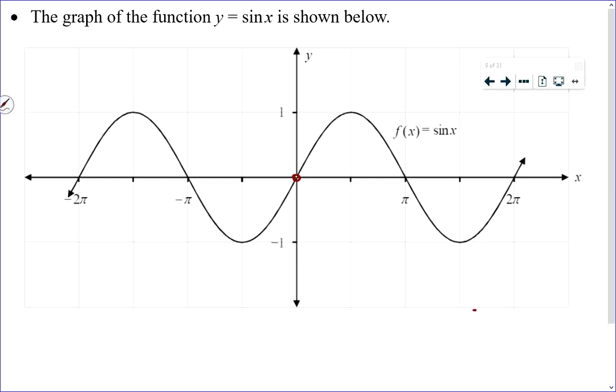Because when theta is 0 rads, sine of theta is 0. What happens to the y-coordinate on the unit circle as you start climbing towards pi over 2 rads? Well, it starts increasing, and it maxes out at 1 on the unit circle. So sine of x, sine of theta, if you like, will reach a maximum of 1 at pi over 2 radians. And again, the rotation angle here is x there.